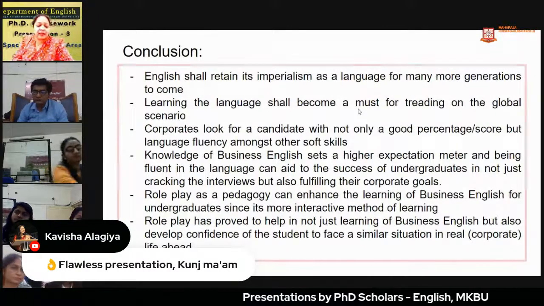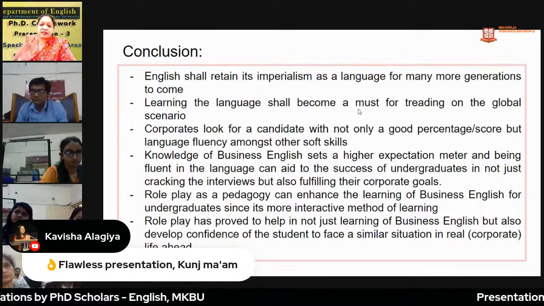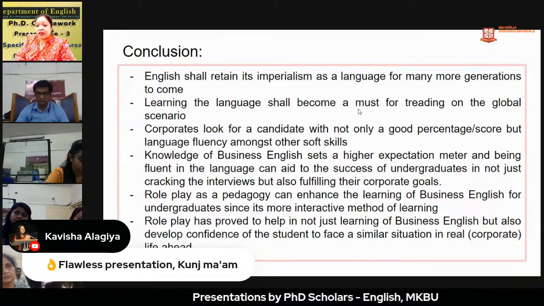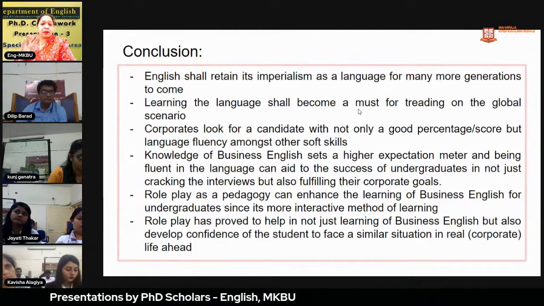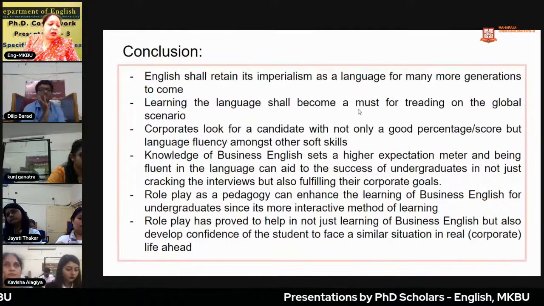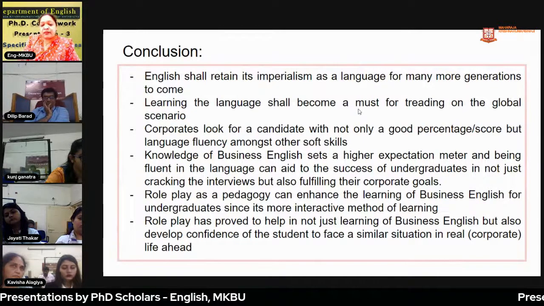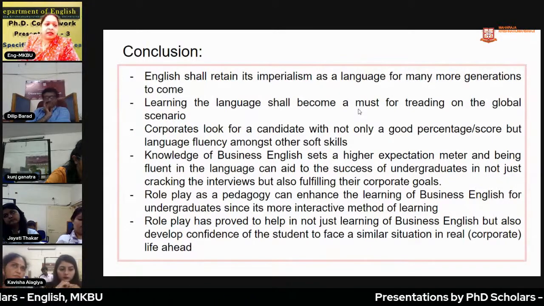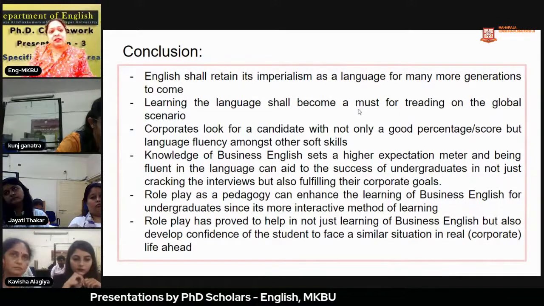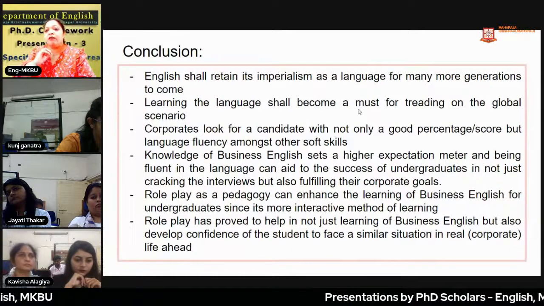To conclude, I would say that learning the language becomes very easy for students, especially when we call English a lingua franca, a language that is used in almost all countries, whether it is for trade, commerce, business, networking, by politicians, for traveling, leisure, a lot of different things. We need English, at least a basic knowledge of it, for the majority of corporate work, and knowledge of business English will set a higher expectation meter. It is always a meter for those corporates who are recruiting students, and learning business English has become important even if the job is that of an accountant, or even if the job is that of a front desk manager.